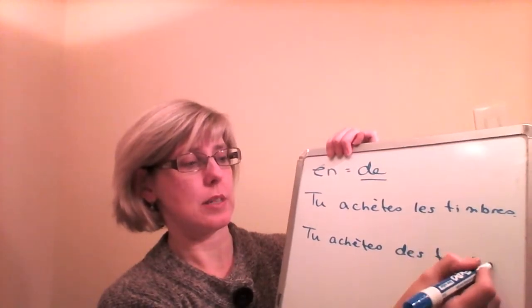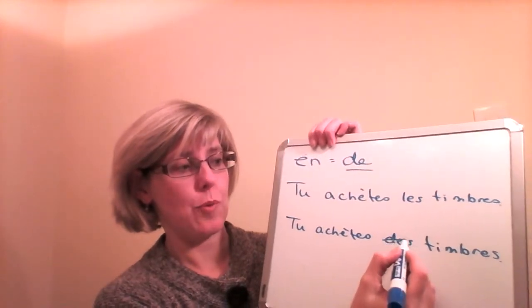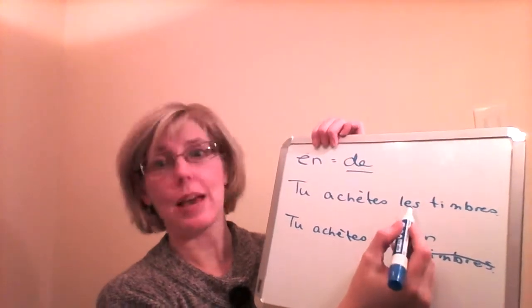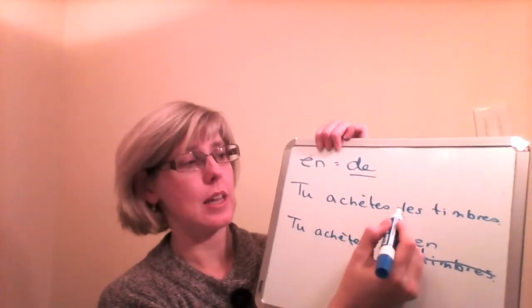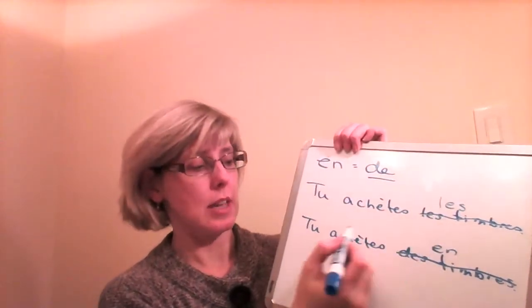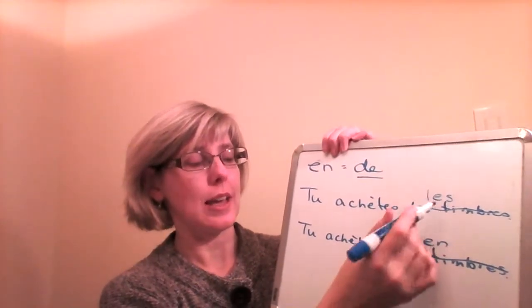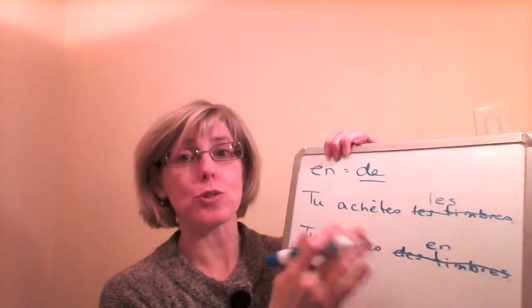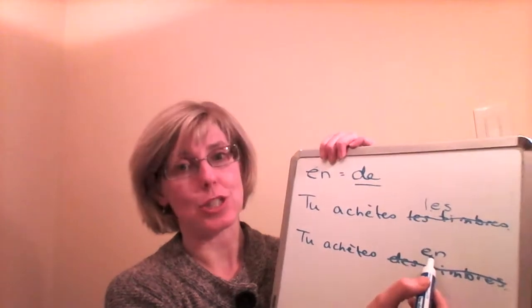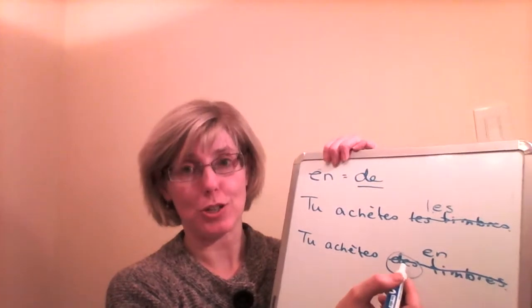These look awfully similar, don't they? The difference is this has des in front of it. And when I have a form of de, I have to replace it with en. When I don't have a form of de or number or quantity, I don't use en. So this will be tu les achètes, and that will be tu en achètes. Okay, so both des timbres and les timbres, they're both direct objects, but one of them uses a direct object pronoun and one of them doesn't use a direct object pronoun because of the word des, or a number or expression of quantity.